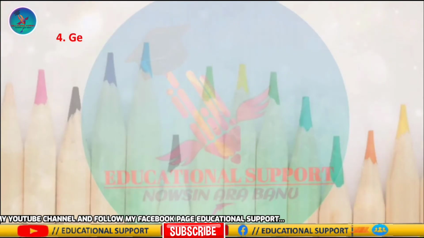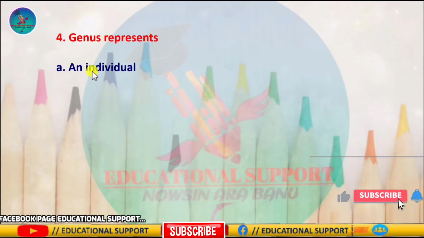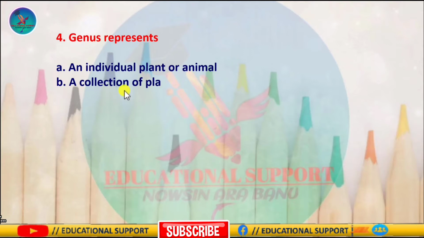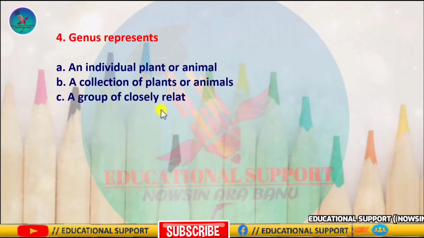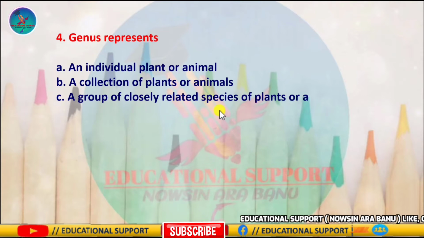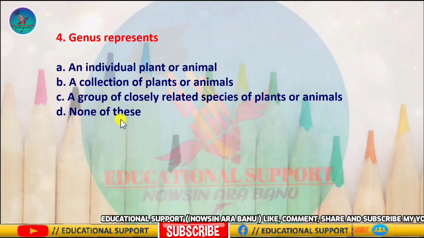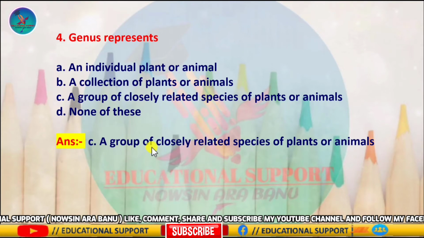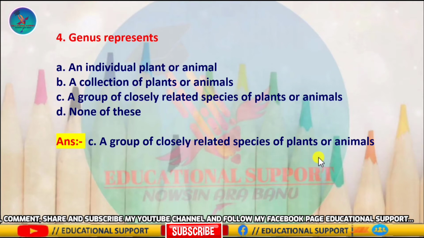Next question is, genus represents: an individual plant or animal, a collection of plants or animals, a group of closely related species of plants or animals, or none of these. So the correct answer is a group of closely related species of plants or animals.